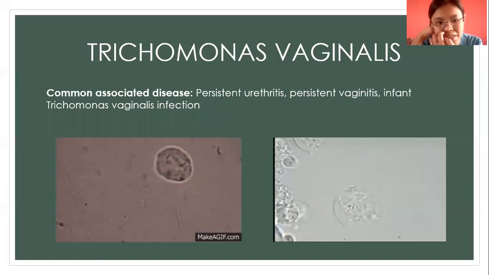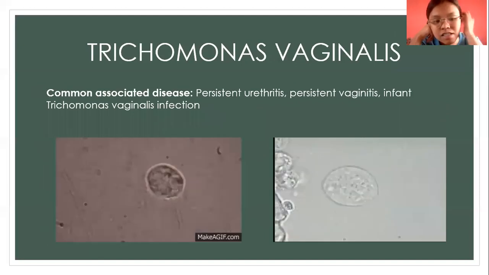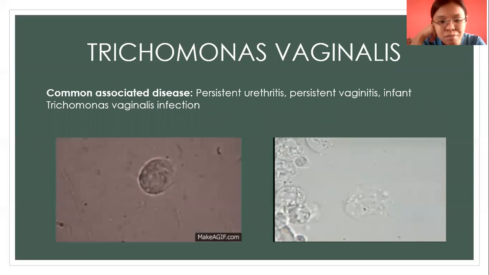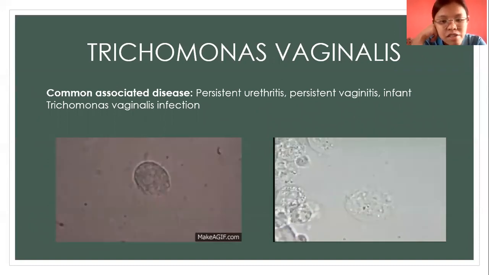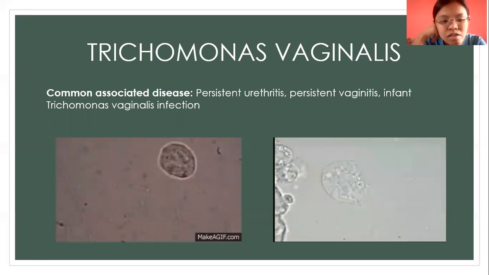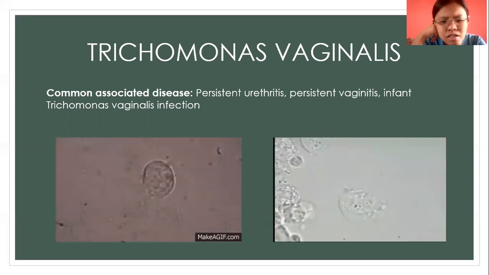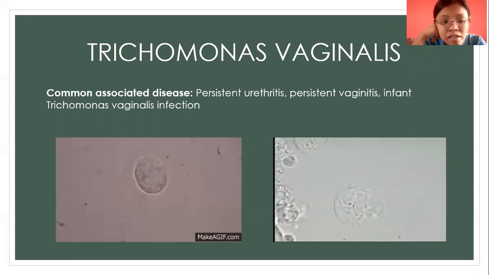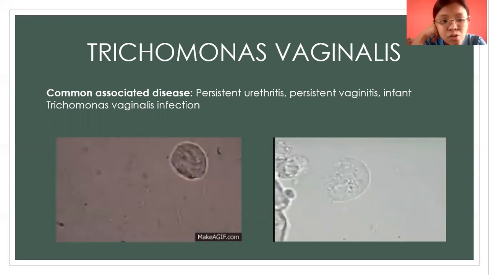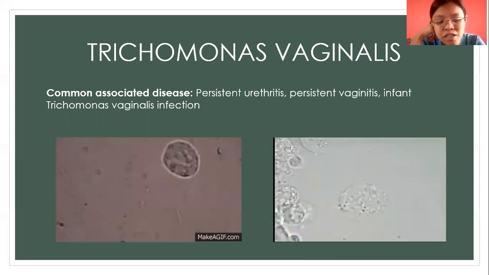Okay, next natin is the Trichomonas vaginalis. So, common associated disease is the persistent urethritis, persistent vaginitis, infant Trichomonas vaginalis infection. So, persistent urethritis sa lalaki, vaginitis sa babae, then infant Trichomonas vaginalis infection para sa mga baby or newborns.